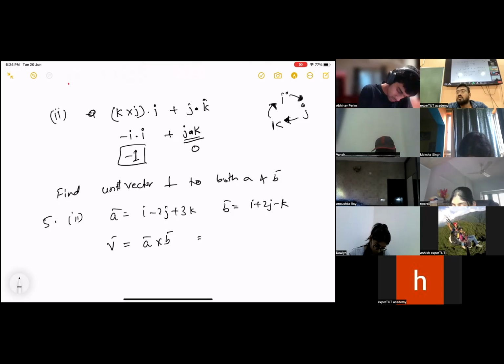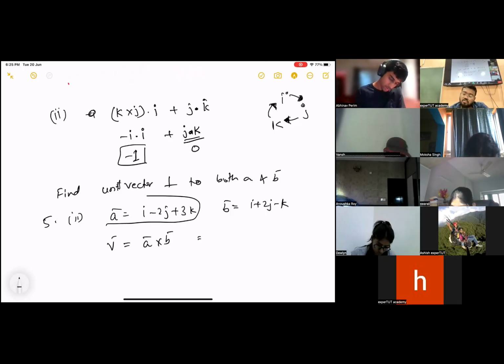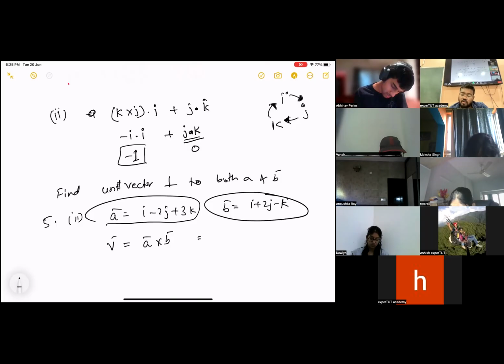What is being asked in the question? No, it is not 0. Why should it be 0? Are they in the same line? They're asking to find a unit vector perpendicular to both A and B. So this is A, this is B. A vector which is perpendicular to both A and B is A cross B. So first find A cross B.